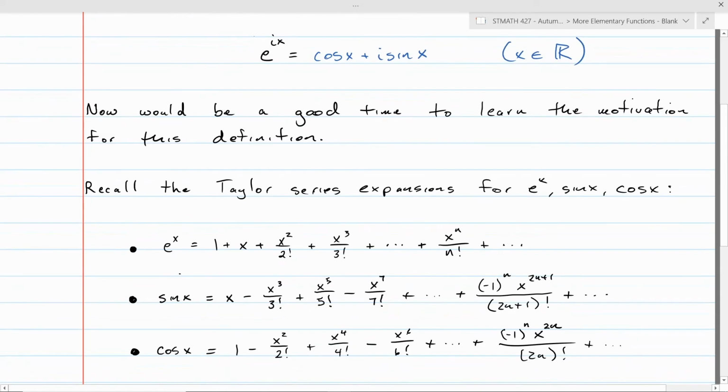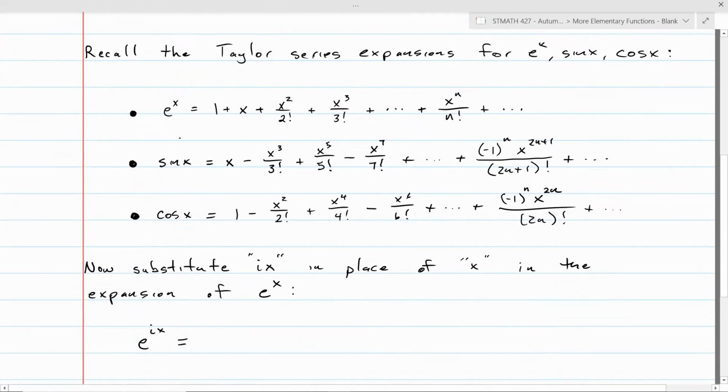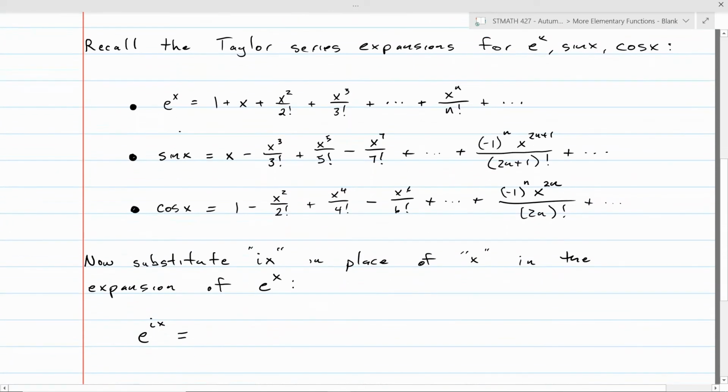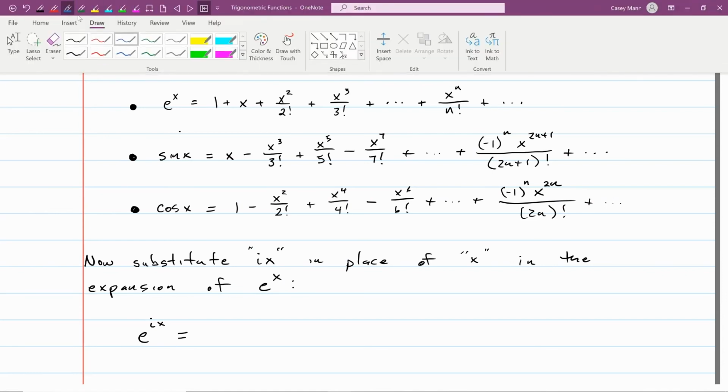First of all, I want to remind you of a few facts from calculus class. So we have Taylor series expansions for e to the x, sine x, and cosine x. So e to the x can be written as 1 plus x plus x squared over 2, and so on, where you're doing x to the n over n factorial in the sum.